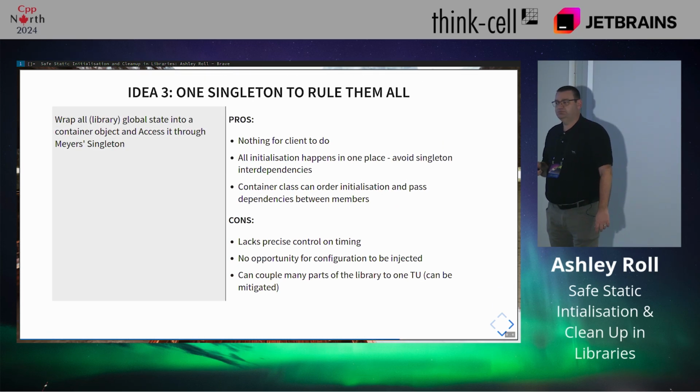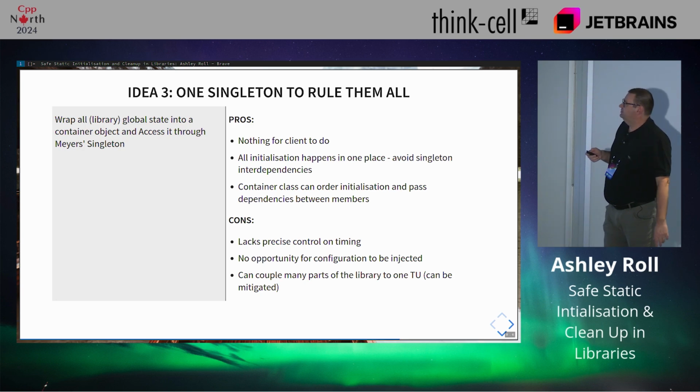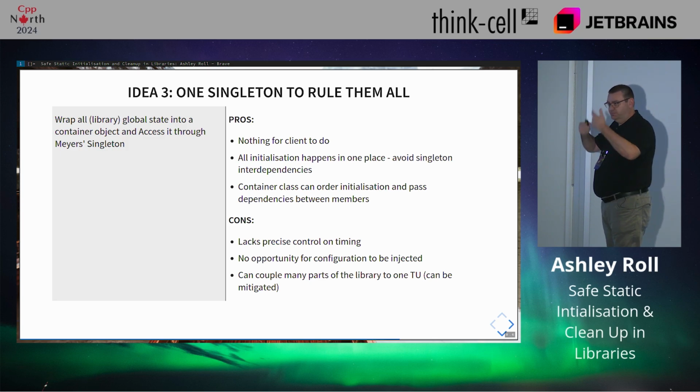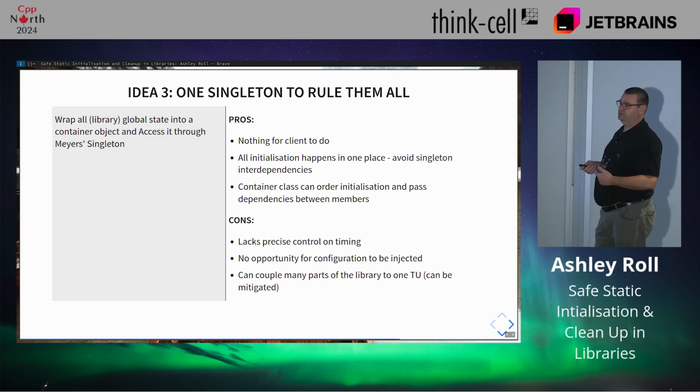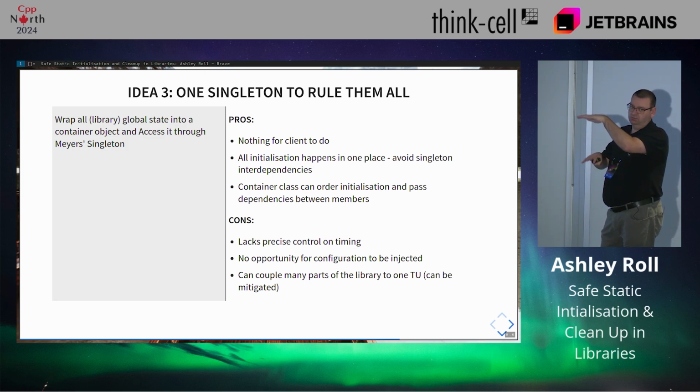We could have one singleton to rule them all. Again, nothing for the client to do. They just call functions, and we go off and create a singleton on the first use. Container classes, you can order dependencies between them inside that singleton. So if you've got multiple singleton things, that container object can control their lifetimes and order using the class member initialization order.